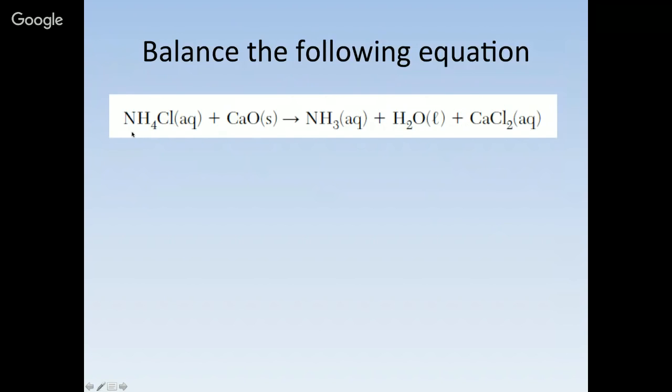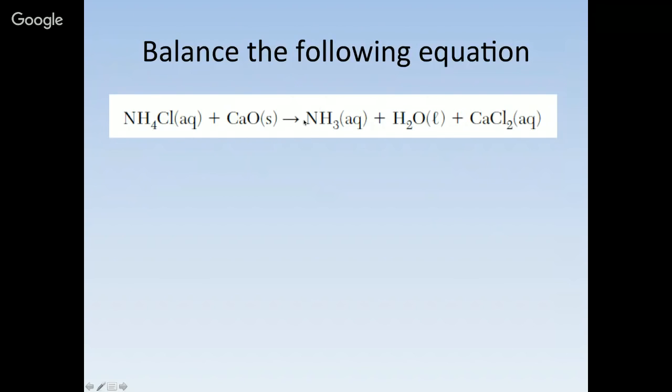We see that this is an odd number of hydrogens, so eventually we're going to have to get to an even number. What I would recommend is trying to get that to an even number first. So if we put a 2 here in front of the nitrogen and update our counts, we end up with 6 hydrogens now, 8 hydrogens.